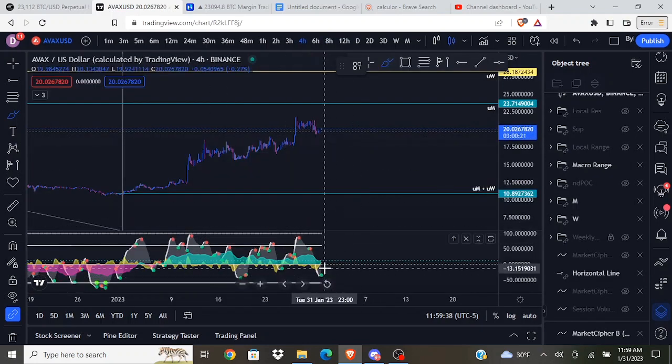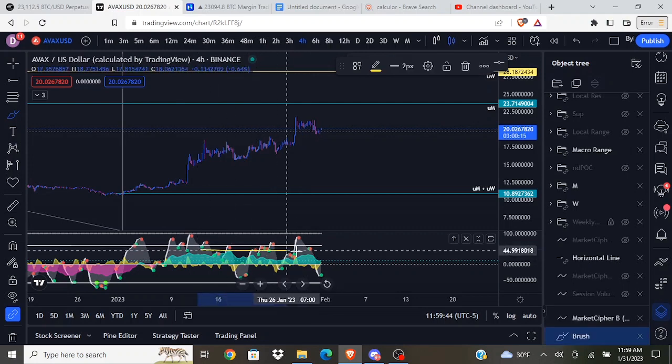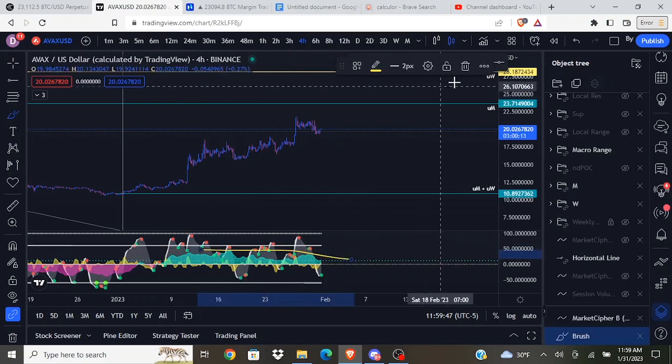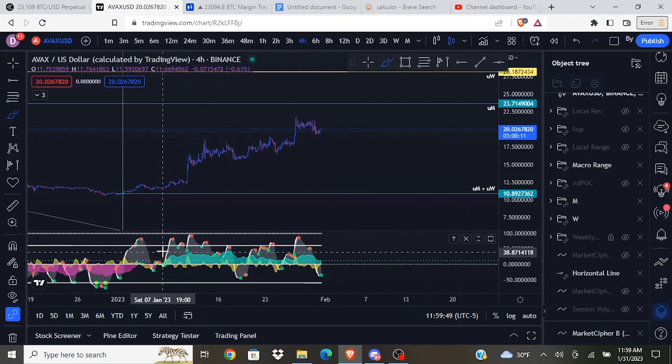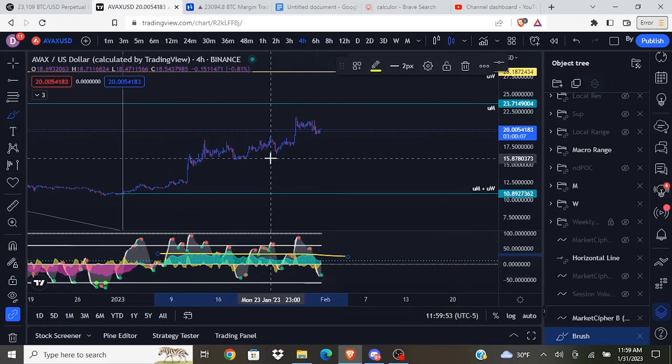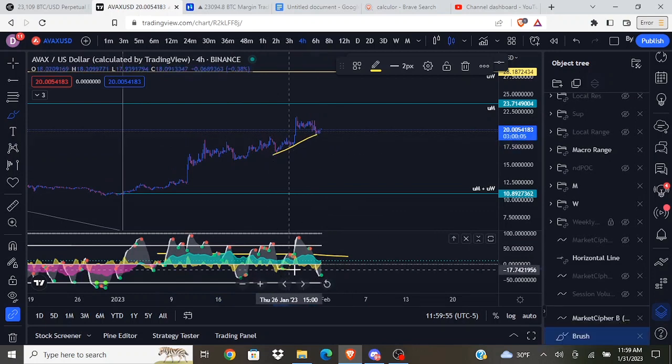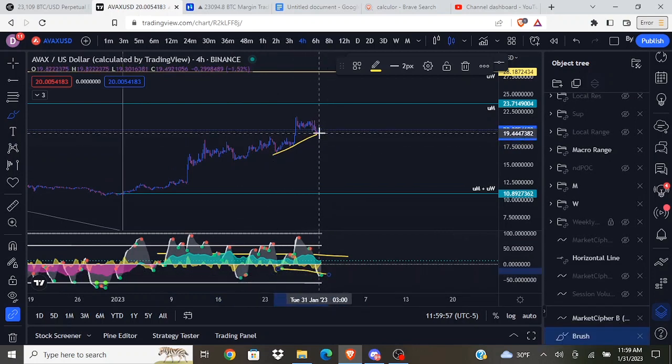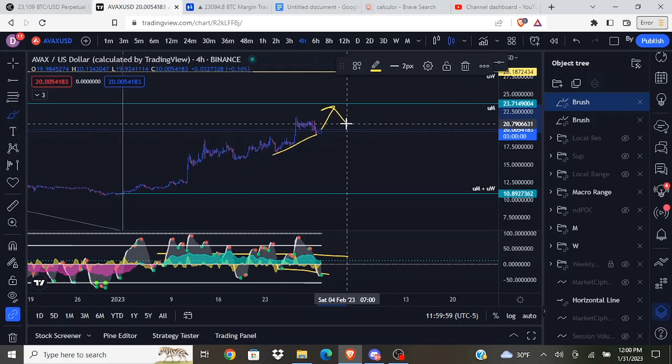And on the 4-hour, we did just print this trigger wave here. Money flow has been in a slight downtrend, but it's not looking super bearish. Kind of just looks like it's flattening out here. And you could even say that we have a hidden bullish divergence here, which could be a sign of continuation.